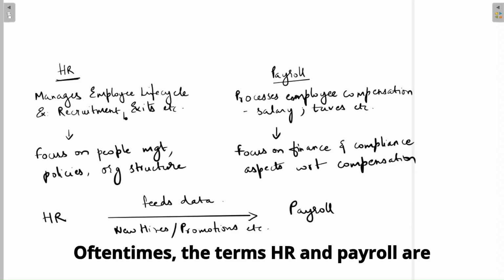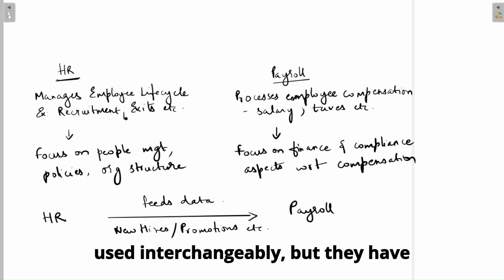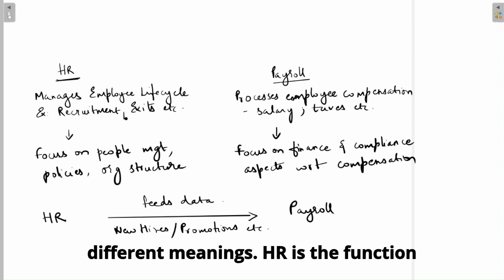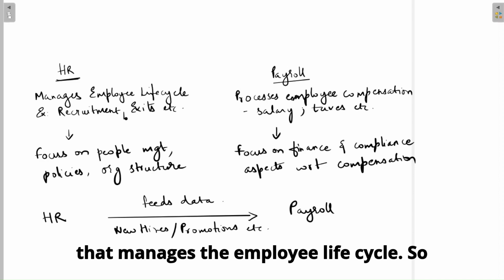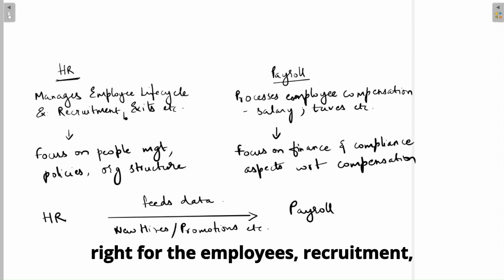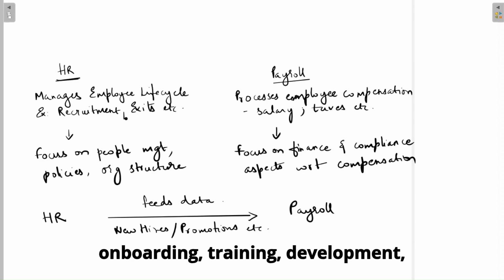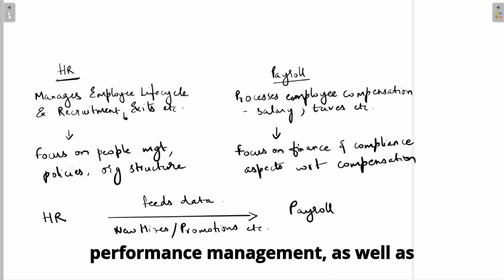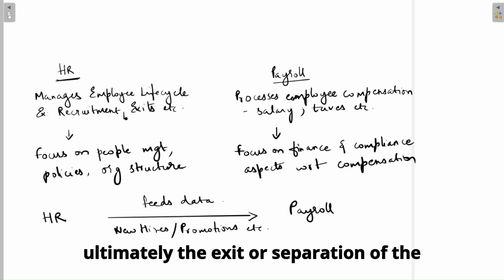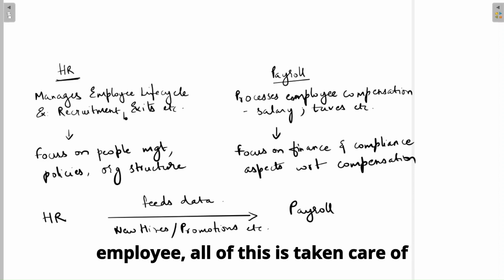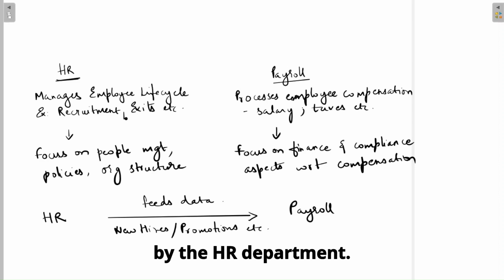Oftentimes the terms HR and payroll are used interchangeably, but they have different meanings. HR is the function that manages the employee life cycle. So right from the employee's recruitment, onboarding, training, development, performance management, as well as ultimately the exit or separation of the employee, all of this is taken care of by the HR department.